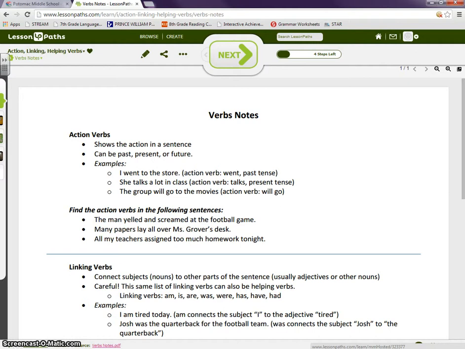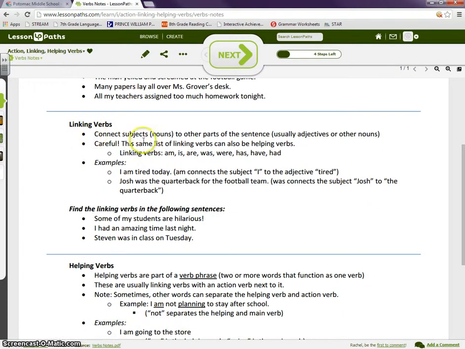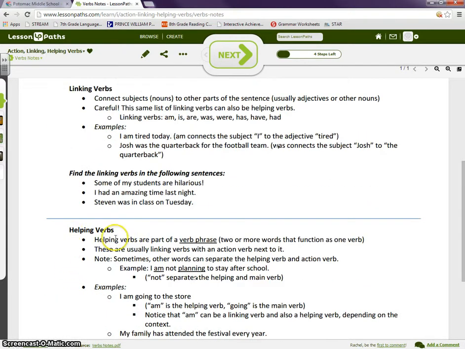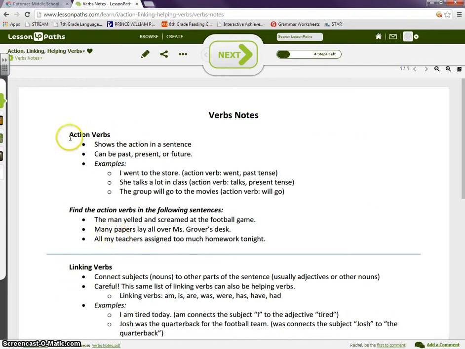And you might say, oh, I know verbs. Well, there are 3 different types of verbs that you need to know about. And so what we need to learn about are action verbs, linking verbs, and helping verbs. Now, action verbs, most of us understand. They show the action in the sentence, and they can be past, present, or future.